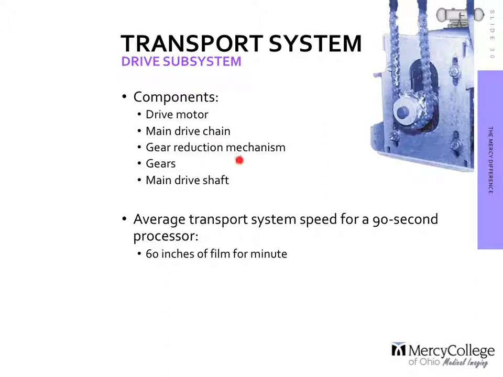You can see all of the aspects here, and typically within a 90-second processor, which is most commonly used, about 60 inches of film per minute is going to be moved through based on how the system is designed, but it is going to depend on the manufacturer.